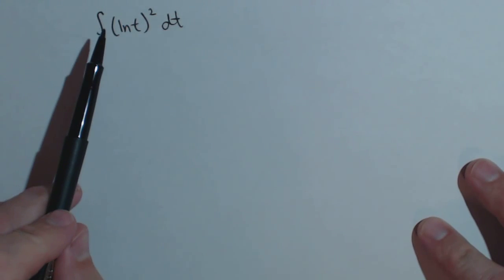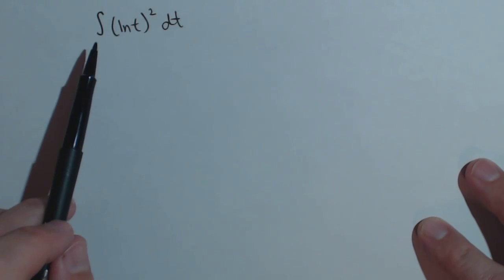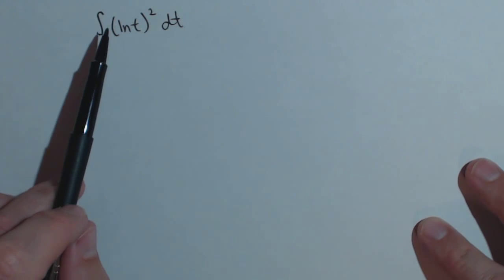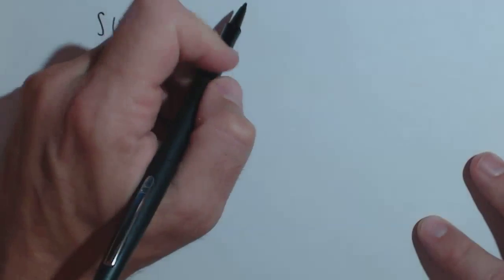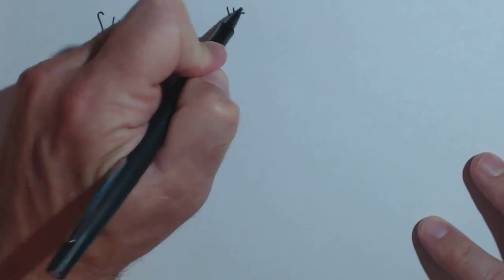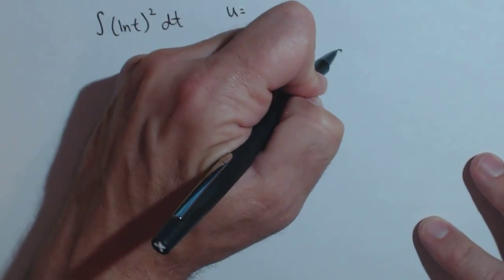We have an interesting integral here because we have ln of t squared and nothing else going on. It's not going to fall under a u sub or any of our basic rules, but we can do an integration by parts, and let me show you how that's going to actually work out. It's going to be kind of interesting.